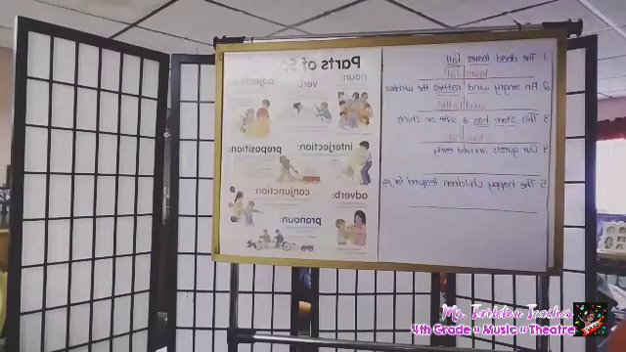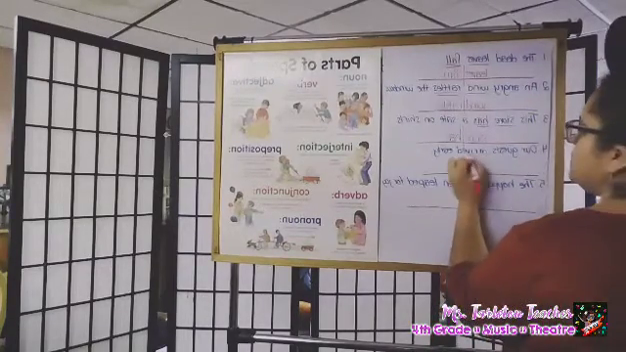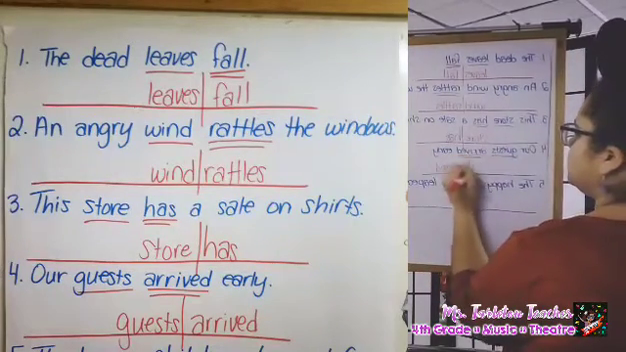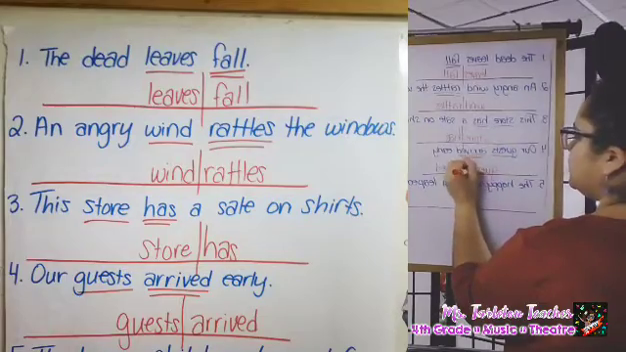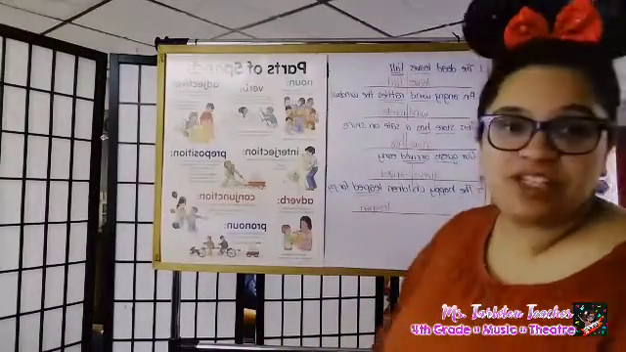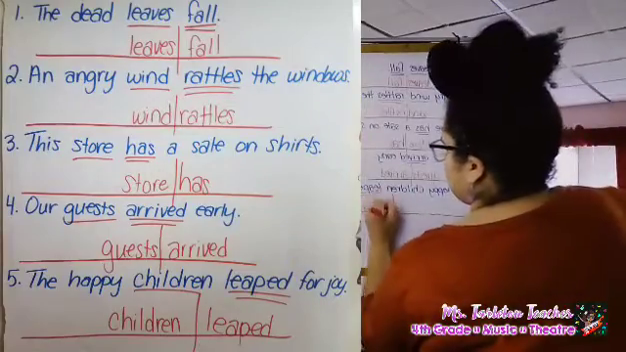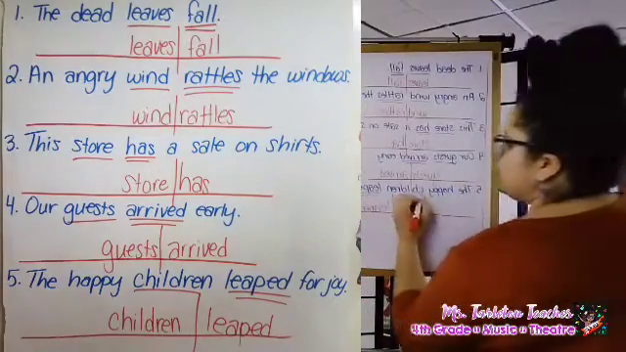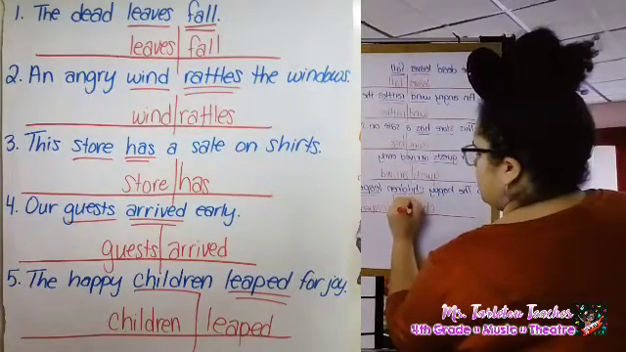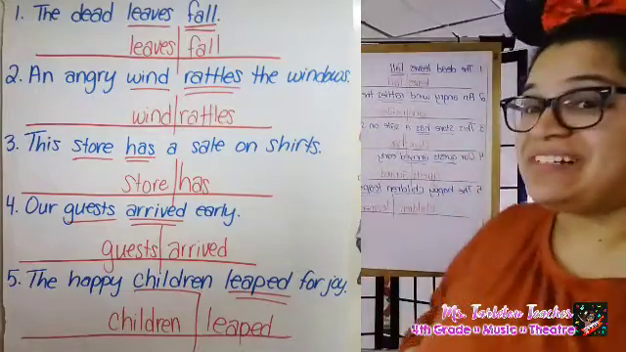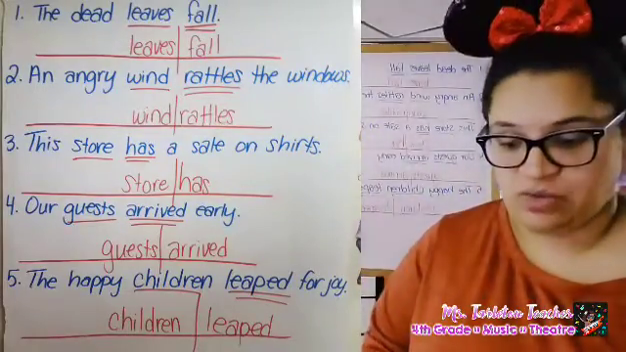Okay, number 4, our guests arrived early. So arrived is my verb. And guests goes here on the left-hand side of my subject section. And lastly, on number 5, the happy children leaped for joy. Leaped is my verb, so I write it off here to the right, and then I draw a vertical line. And who leaped? Children. Children leaped. So again, those are simple sentence diagrams from Think A on page 146.